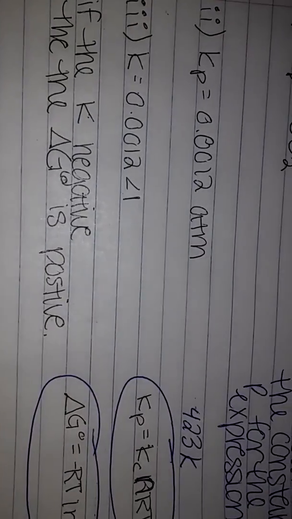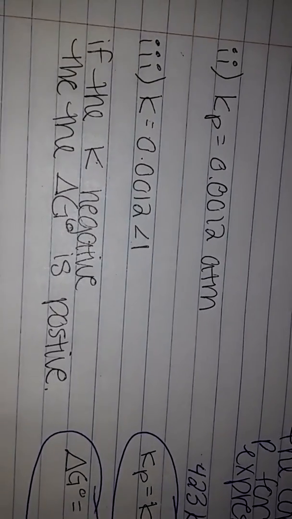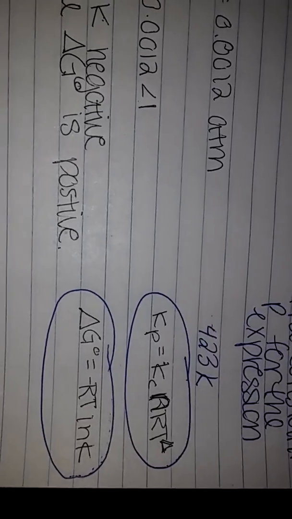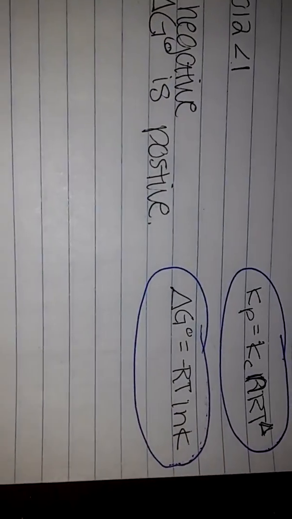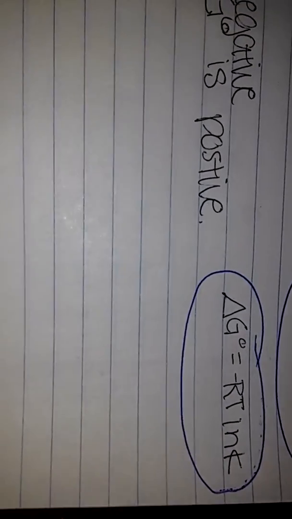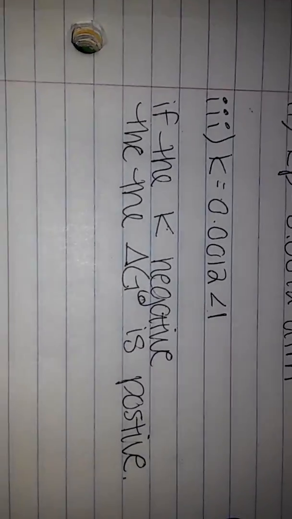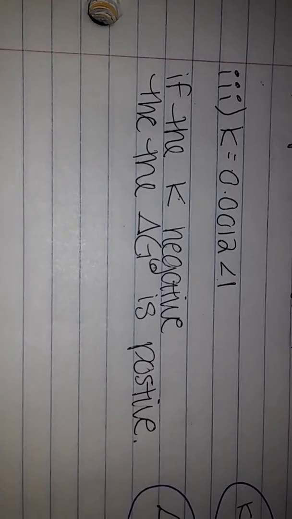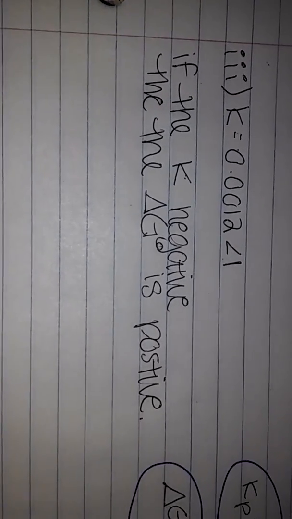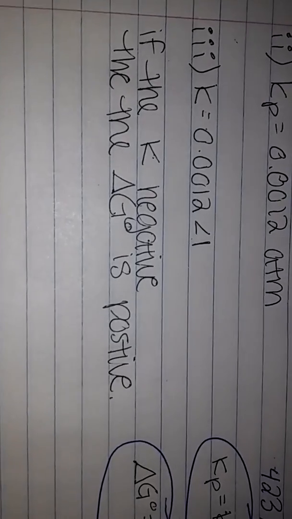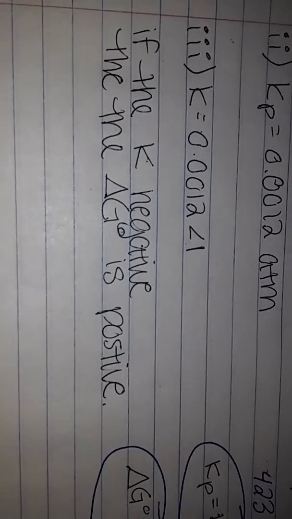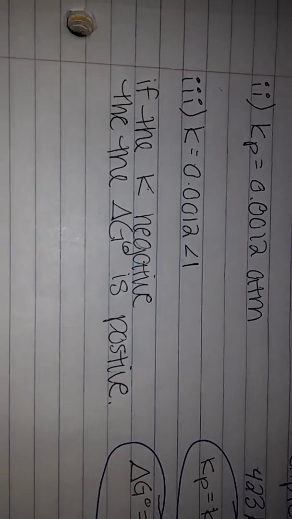Once you're done with that, you should compare and contrast again and see how to find the delta G. Given the equation, delta G is equal to negative RT ln K, in which 0.012 is less than 1, making the ln K negative and the delta G positive.